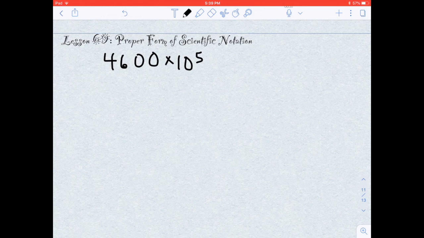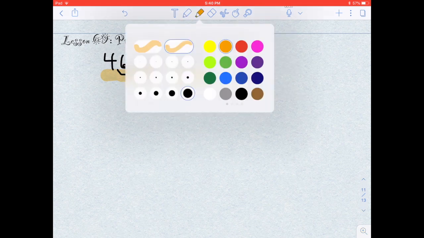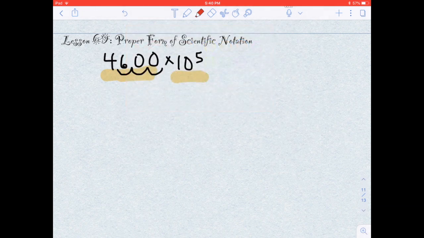So the question is, how do I make a number like this into scientific notation? It's really weird because you have a big number and you already have your 10 times something with your exponent. So we are going to pretend like we're just making this scientific notation and ignore this exponent right now. Okay, we're not going to worry about him.